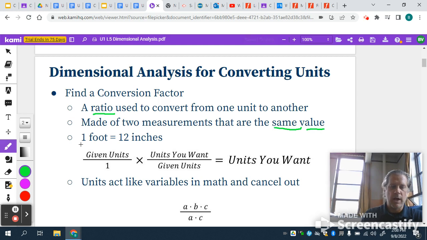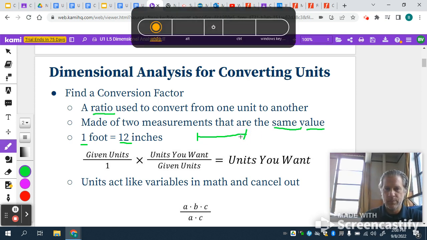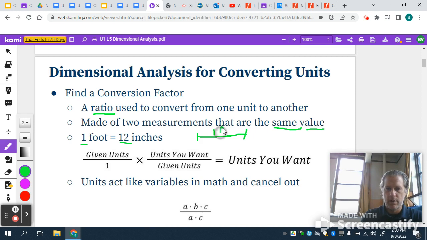So we know from a ruler that 1 foot is equal to 12 inches. And hopefully, what we would think is that if this is the distance of 1 foot, this is also the distance of 12 inches. And so that's what makes them the same, is that they're equal to one another.